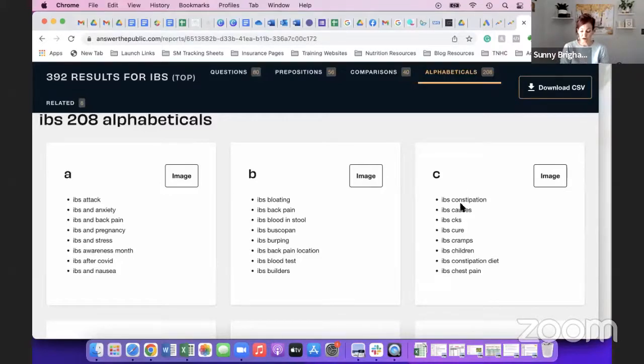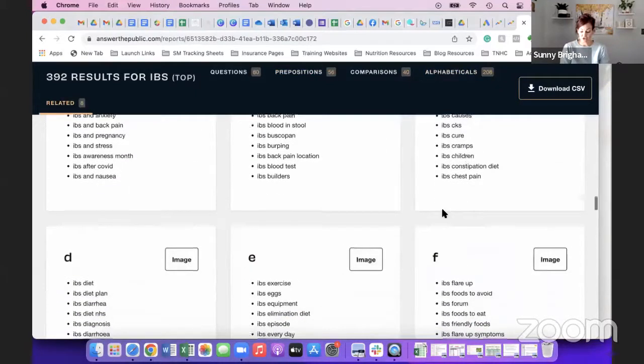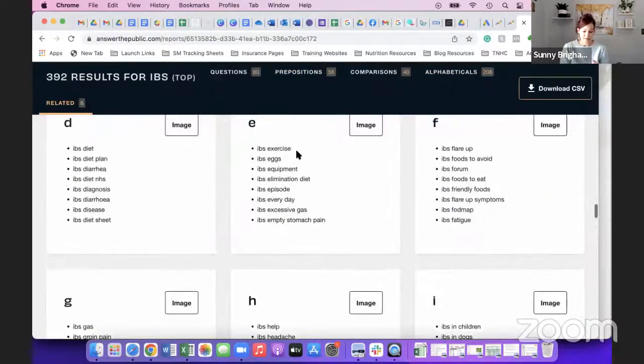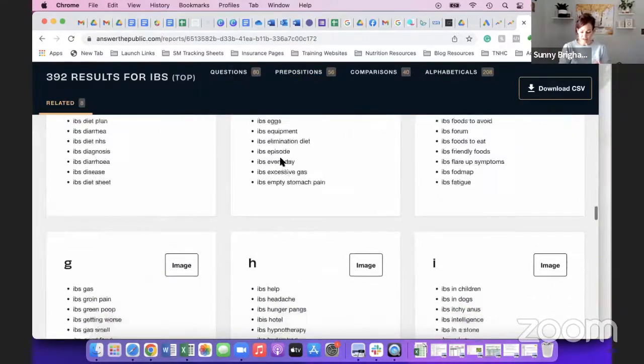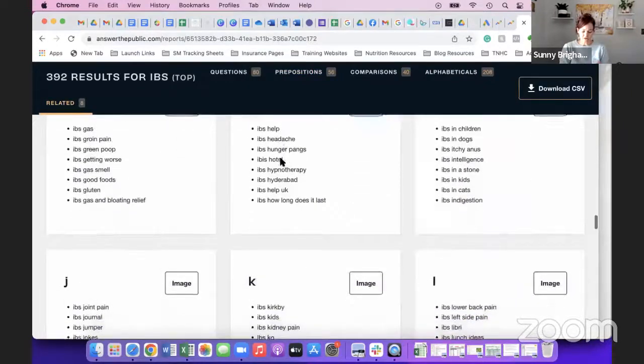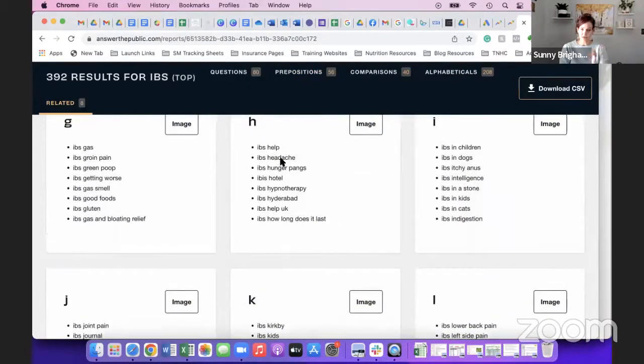You can talk about causes of IBS. Is there a cure for IBS? IBS in children, if you see children. Does eggs cause IBS? Does eggs flare IBS? Can you eat eggs with IBS? So there's a lot of different things here that you can use this for. You can use it as the keywords in your marketing material. You can also use it for ideas of what to write about or what to create for your business.